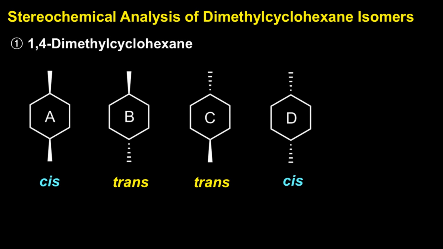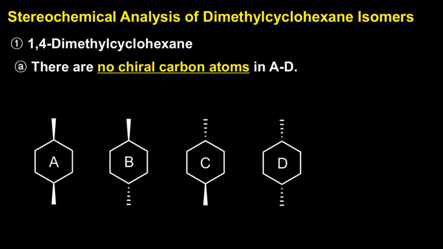If both methyls are pointing the same way, so either both wedges or both dashes, that's a cis isomer. But if one's a wedge and the other's a dash, then that gives us a trans isomer. By going through all the possible combinations of these orientations, we end up with four distinct structures. Now, let's break down the stereochemical properties of these structures.